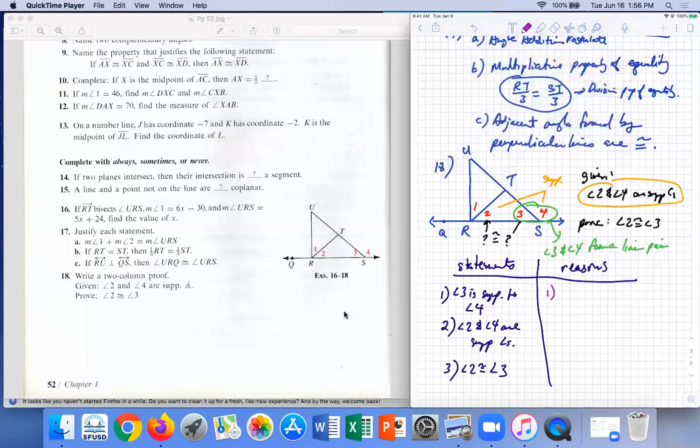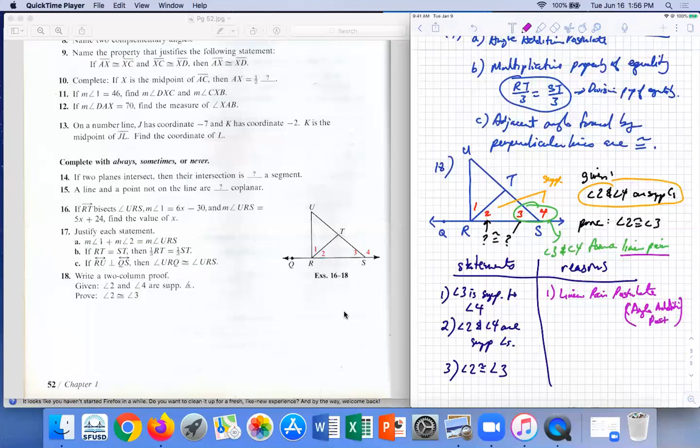So step 1, angle 3 is supplementary to angle 4. They form a linear pair. This is the linear pair postulate. In your textbook, I think they've said it was angle addition. It's part of the angle addition postulate. You can go over and review that, right?